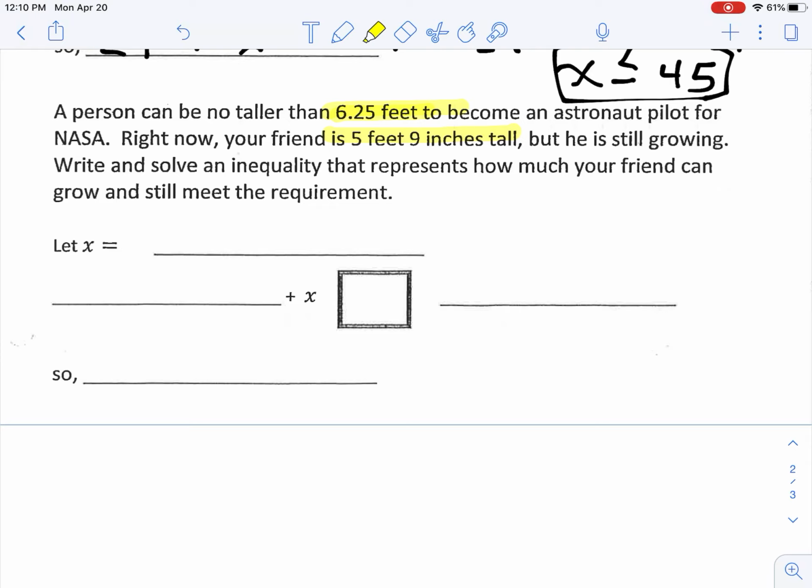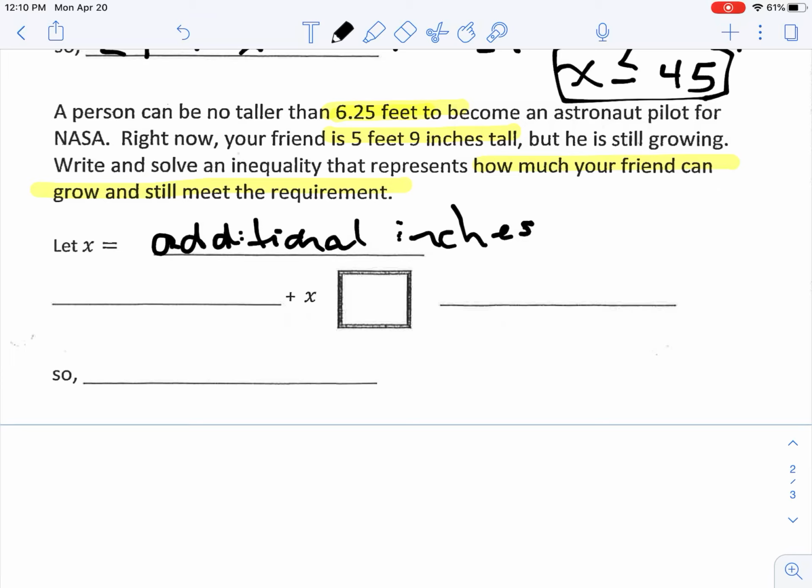So remember, you always want to highlight what is being asked. Write and solve an inequality that represents how much your friend can grow and still meet the requirement. Let x equal, I'm going to call that additional inches. How many more inches can my friend grow and still be an astronaut?